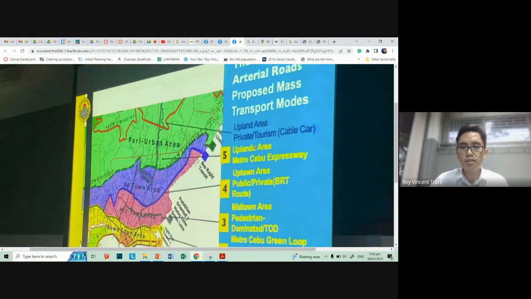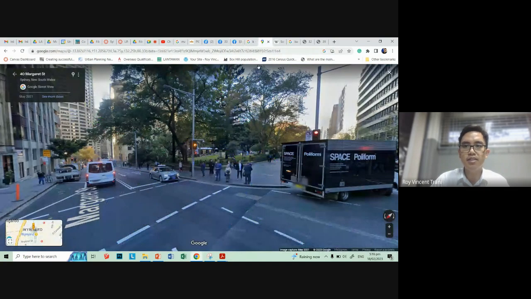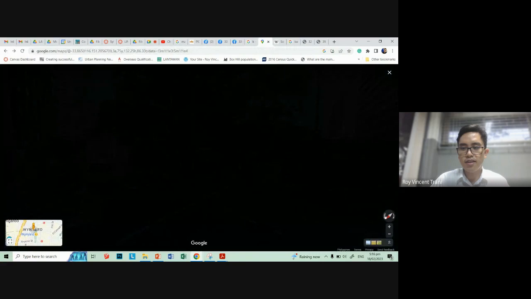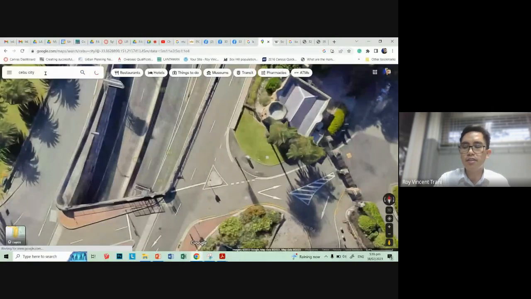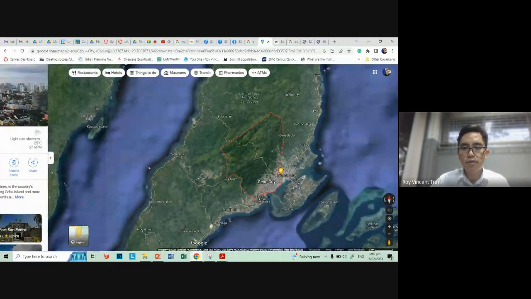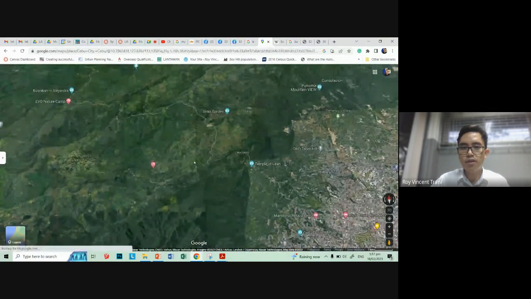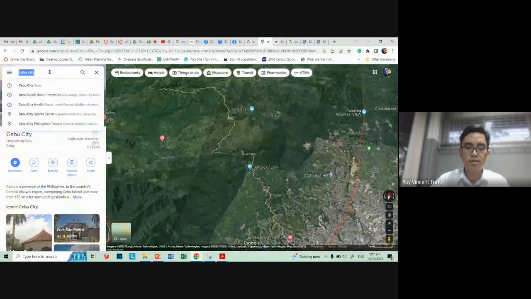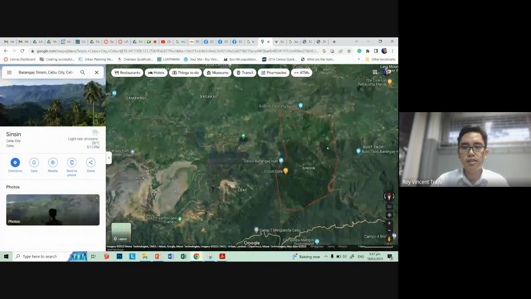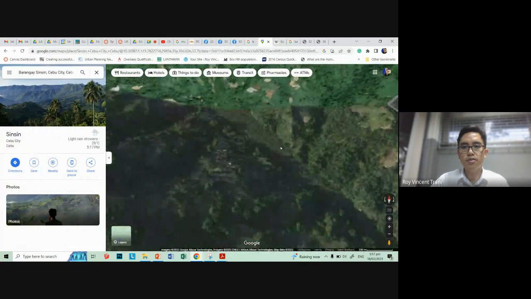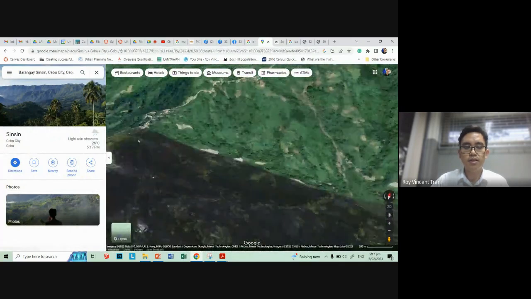And I forgot to mention that in the upland area, they're also thinking about cable cars because of the geography of the upland area in Cebu. Did I leave Cebu City? Because we went up there, I think, when was that? Last week in the upland areas of Cebu City. There are really a lot of peaks and valleys that, if you look at it, may benefit from cable cars. So that was in Barangay Sinsin, Cebu City. And you can see here, I'll just go down maybe somewhere here.